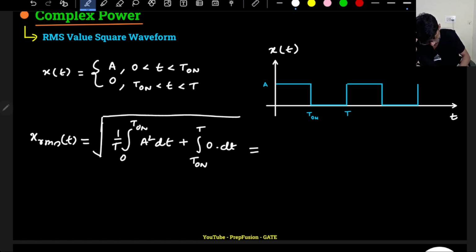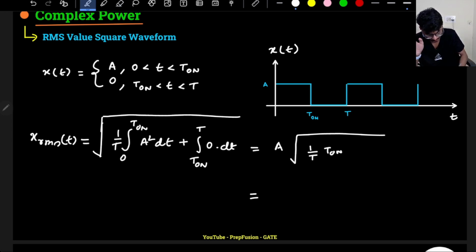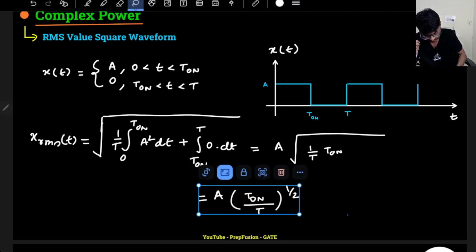A square is a constant term, so it can come outside. This will be A under root of 1 by T into T on. The other part is 0. So ultimately this comes out to be A into T on by capital T, whole under root. This is the RMS value expression, and I would prefer if you remember it.